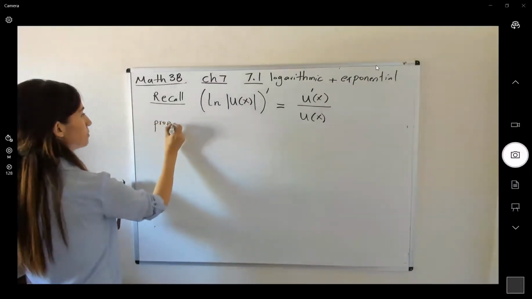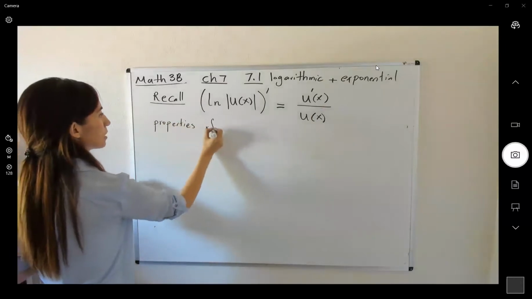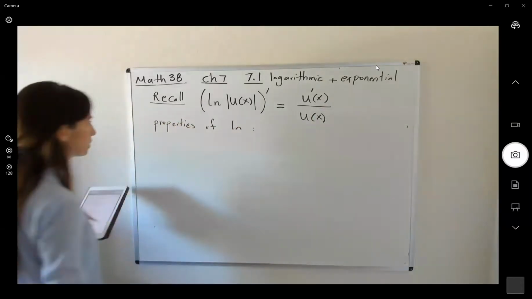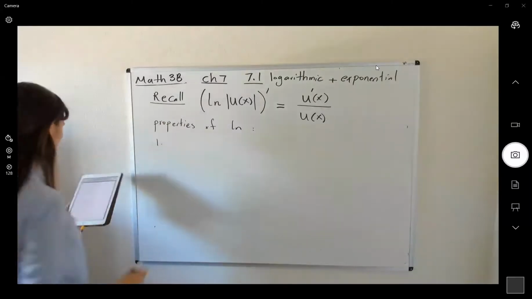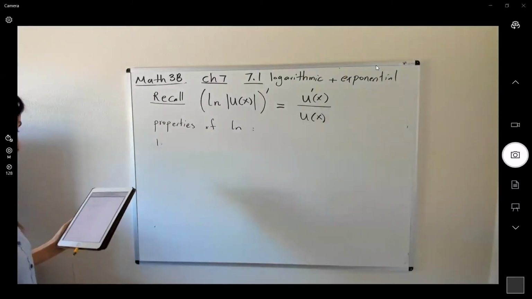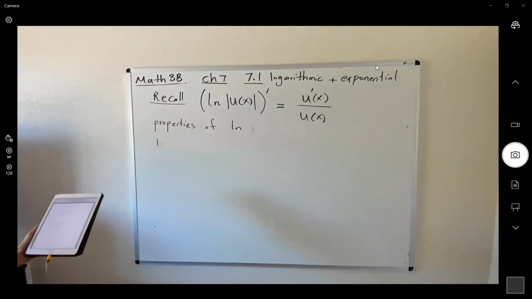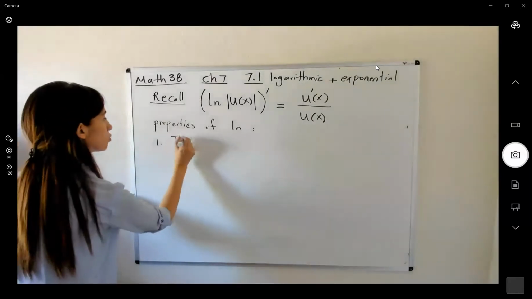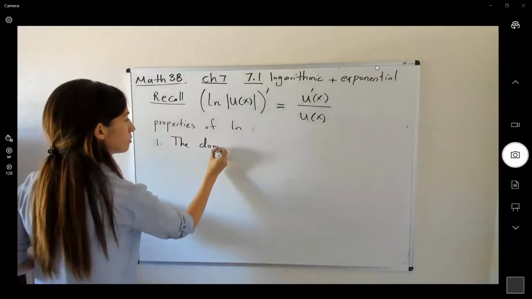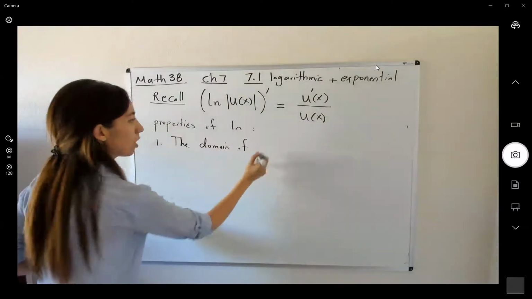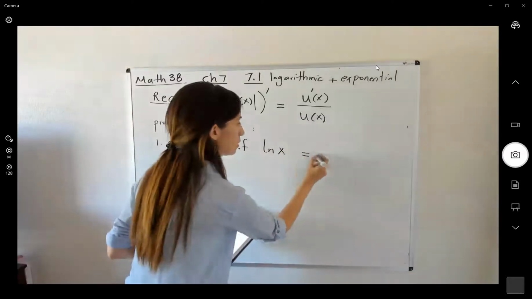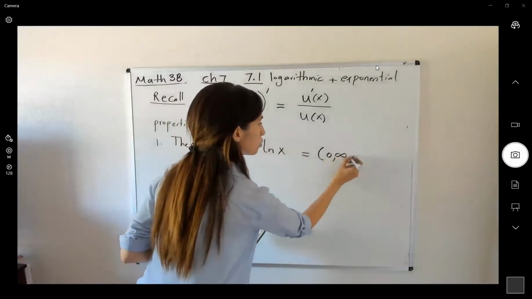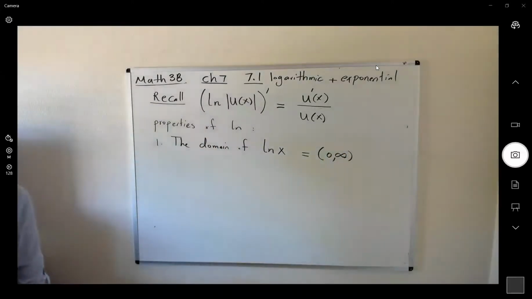Properties of the ln function. First of all, the domain of the ln function is 0 to positive infinity. The domain of ln of x is equal to 0 to positive infinity. Remember the graph of the ln function.